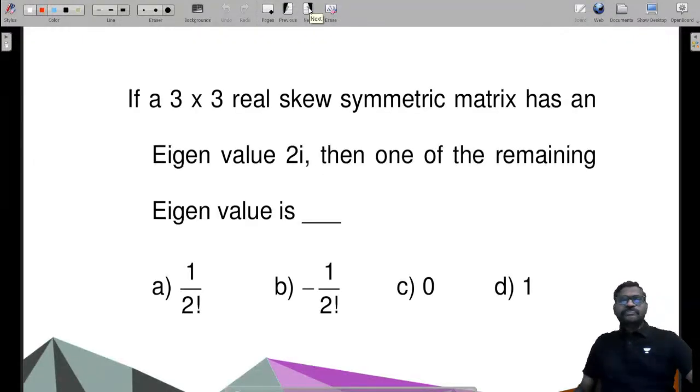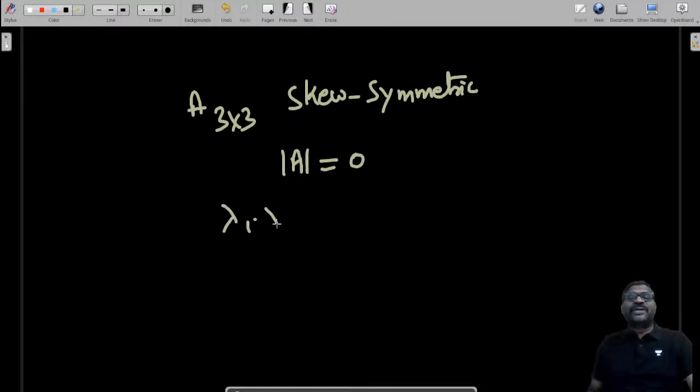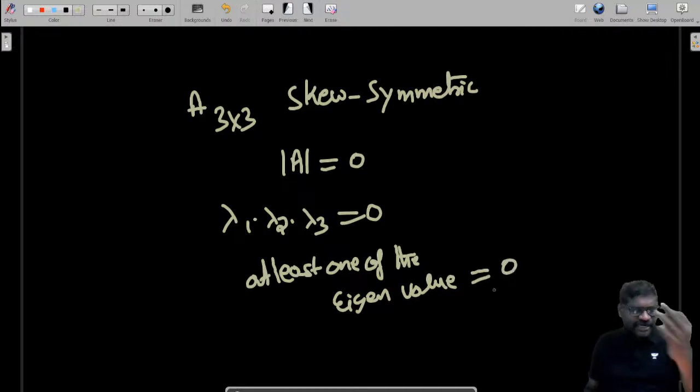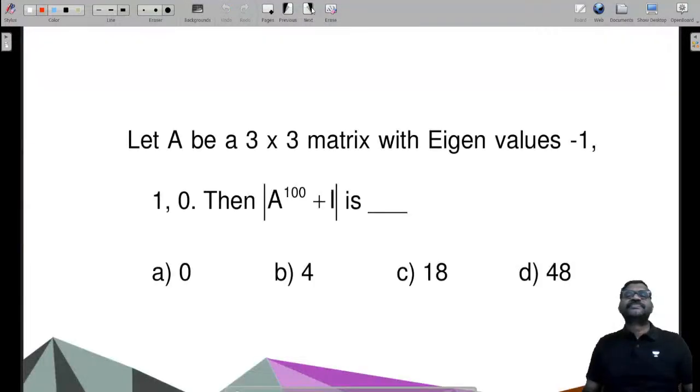Next, if a 3 cross 3 real skew symmetric matrix A has eigenvalue 2i, then one of the remaining eigenvalues of A is? See, A is a 3 cross 3 skew symmetric matrix. If A is a 3 cross 3 skew symmetric matrix, we have one property. Sir, determinant value of a skew symmetric matrix of odd order is 0. If determinant of A is 0, product of eigenvalues is 0. If product of eigenvalues is 0, at least one of the eigenvalues is 0. Since product is 0 means compulsorily at least one of the eigenvalues is 0. That's why the correct answer is the third option. Next problem.